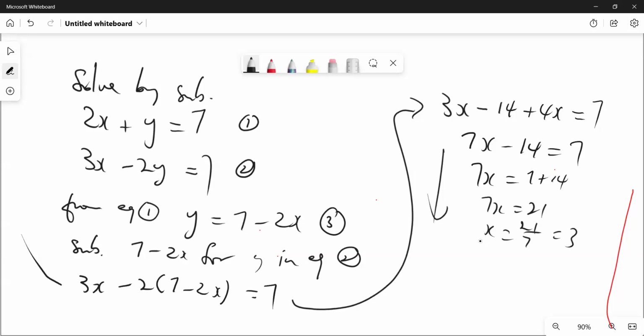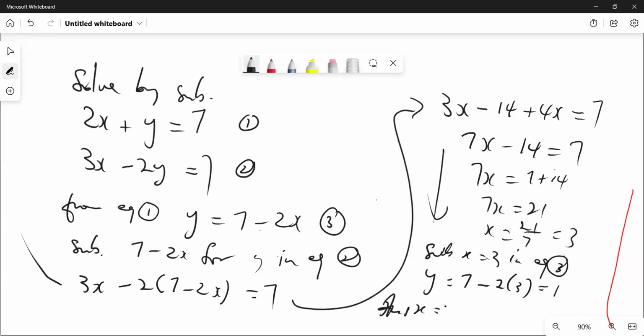So we got x. To find y, we can use equation 3 again. So substitute x equal 3 in equation 3, and that's what I'm going to do. y will be equal to 7 minus 2 by 3. So you get 1. So your answers: x equal 3, y equal 1. That's what substitution is about.